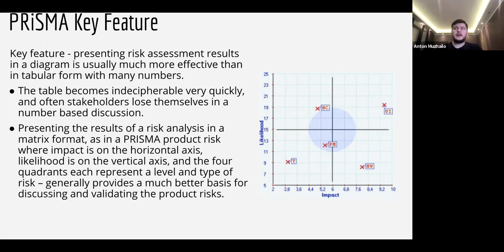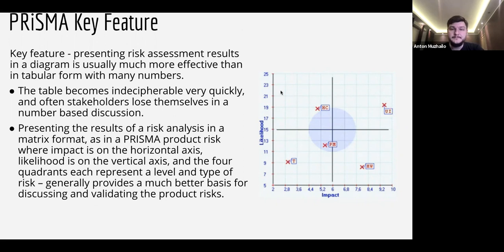For PRISMA, the key feature is a similar process with all this, but the key feature of PRISMA is presenting risk assessment results in these risk metrics, in this kind of diagram, which is usually important to see what risks we have. So likelihood here, impact here. Okay, we can see it, but the best thing here is that you can see the blue circle at the center of it. What does that mean? It means that if a risk is inside this circle, let's just draw them here.